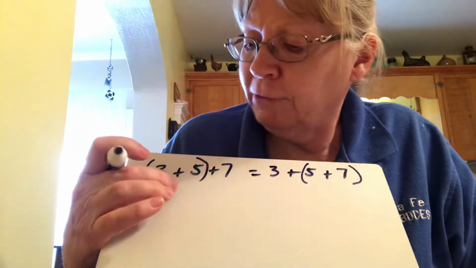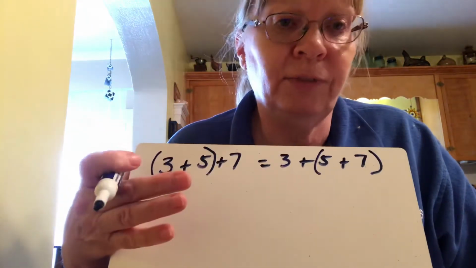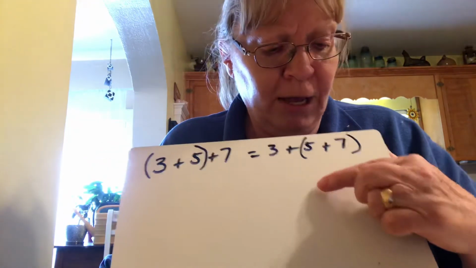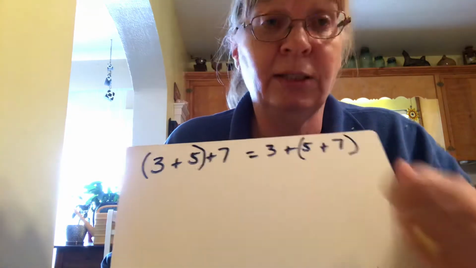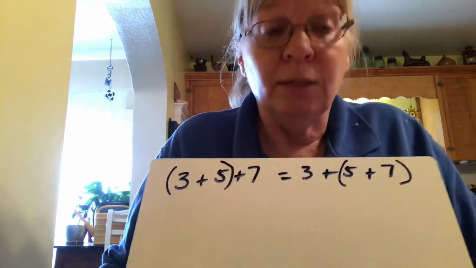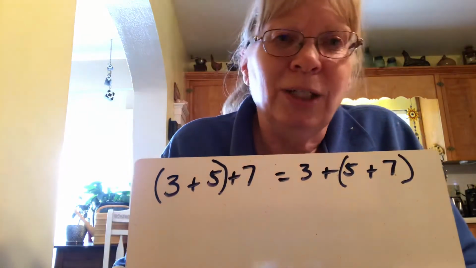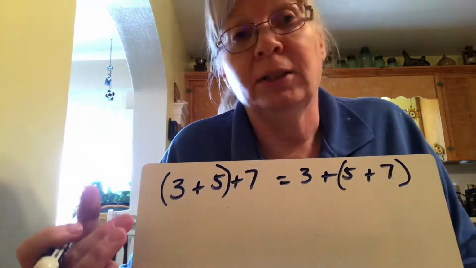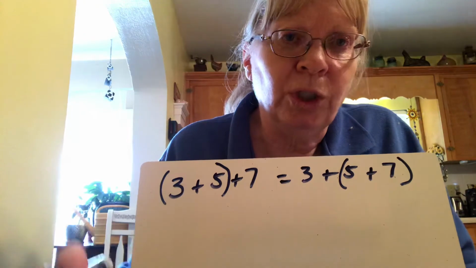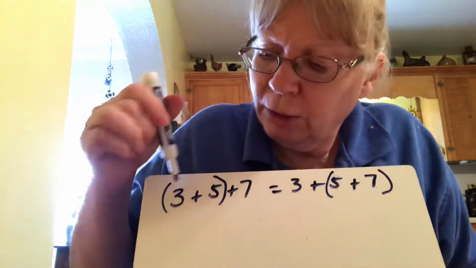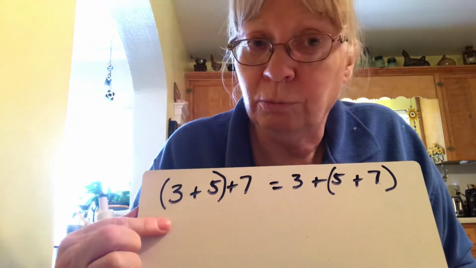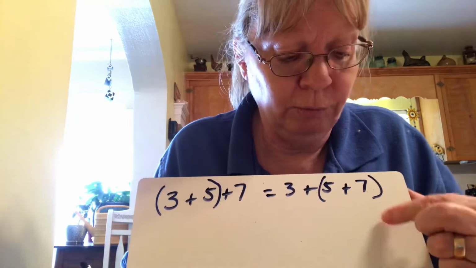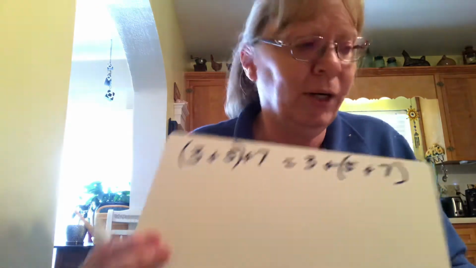3 plus 5 is 8. 8 plus 7 is 15. 5 plus 7 is 12, and plus 3 is 15. I only think about going to talk to this person or that person because of the word associative. That's how I remember what the property is, because this number can either go with this number or it can go with this number. Then the last one is distributive.